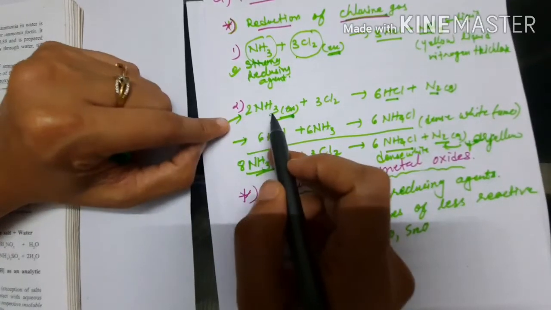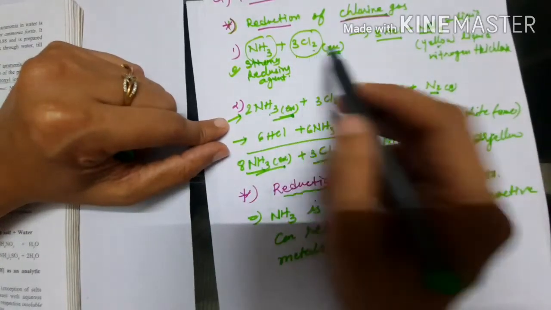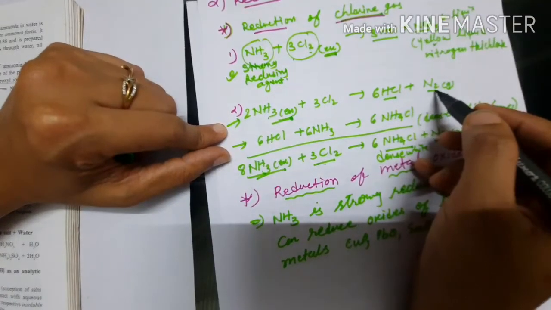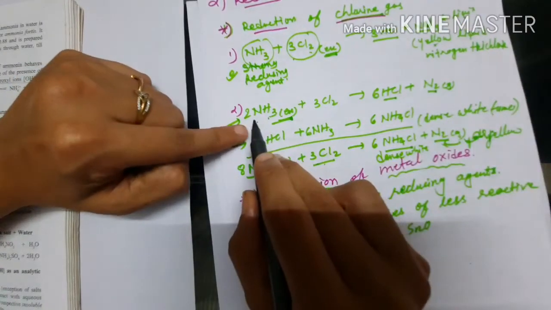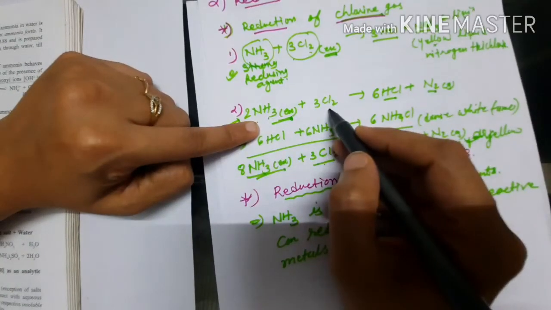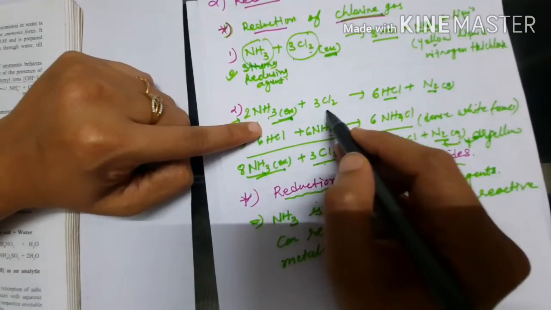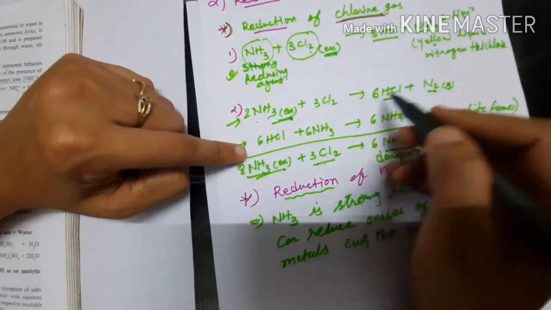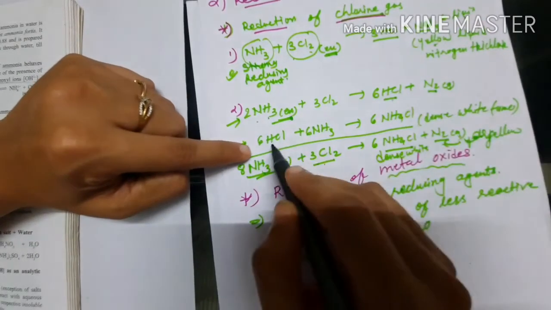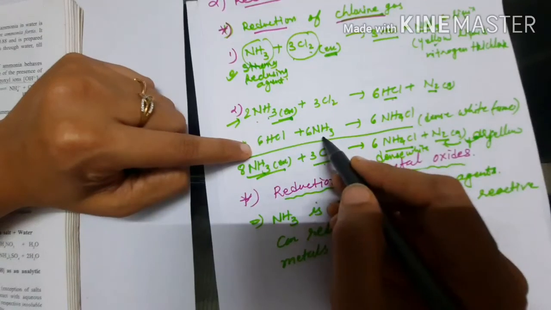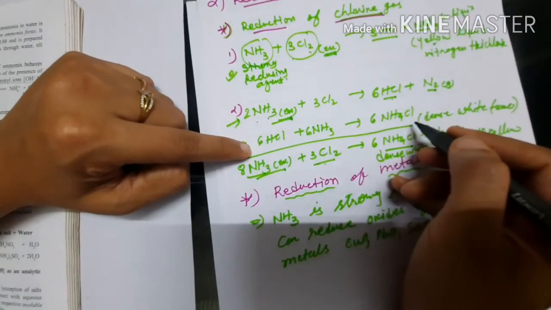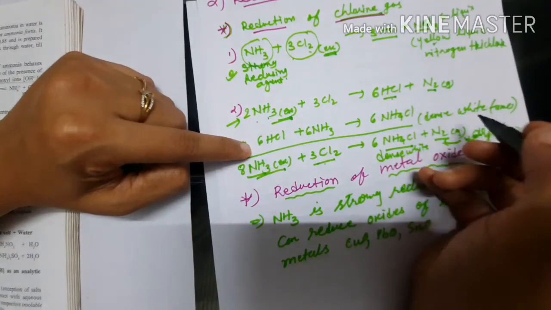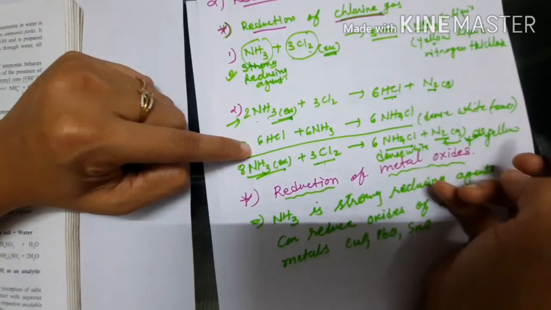In step number 1, what reaction happened? The same reaction we did before, but instead of NCl3, here N2 gas will be produced. So excess ammonia gas reacts with chlorine and converts into HCl and N2 gas, which is yellow in color, and this HCl further reacts with ammonia gas and converts into ammonium chloride, which is dense white in color. Dense white fumes will be developed and the yellow color gas will be produced.